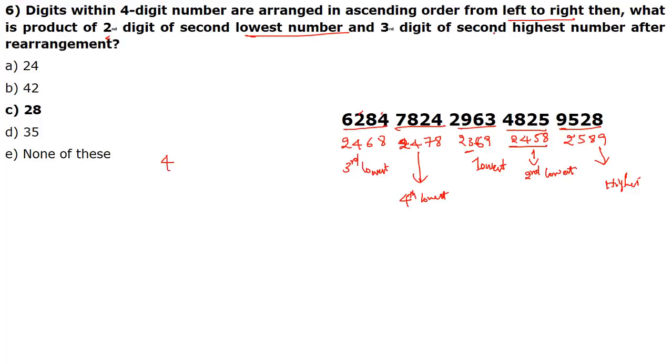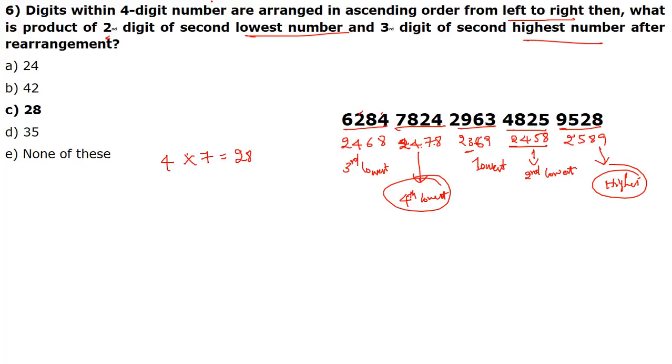And the third digit of the second highest number. The highest is 2 5 8 9, and the fourth lowest would be the second highest. So the third digit of the second highest number would be 7. So 4 into 7 would be 28 after rearrangement.